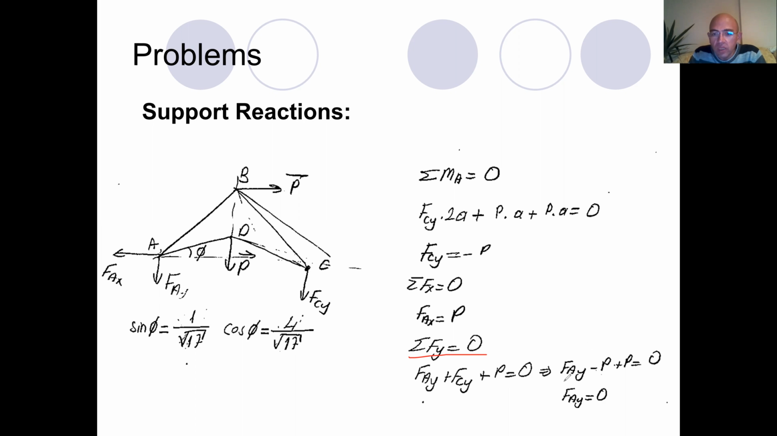Now, if you do the calculation, you already know the FCY. FCY is equal to minus P. From here, I can easily say that FAY is equal to 0, because this cancels this. Okay, now I find the support reactions. FCY is equal to minus P, FAX is equal to P, and FAY is equal to 0.